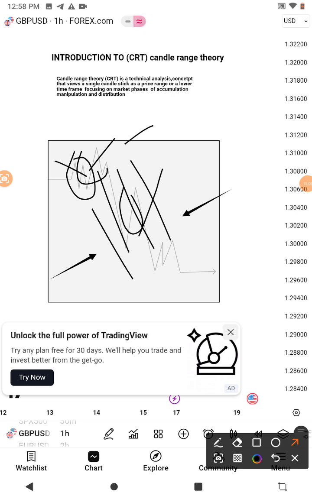Accumulation, manipulation, distribution. Master this. Get a pen and note. Jot this. Write this. I wrote here. See this? Write it down. This is my first private course and I'm absolutely not sharing it. Write it. I'm giving you this course not for free.